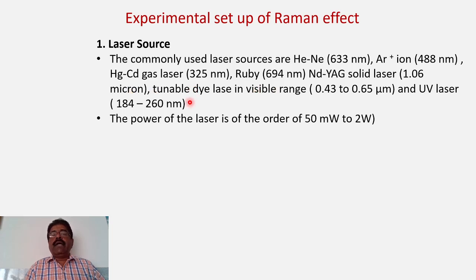Then tunable dye lasers are also used, which are in the visible range from 0.43 to 0.65 micrometer, and UV lasers are also used in some Raman spectroscopy applications, for example 184 to 260 nanometer. Now the power of these laser sources, depending on what type of laser source you use, varies from 50 milliwatt to almost 2 watt.